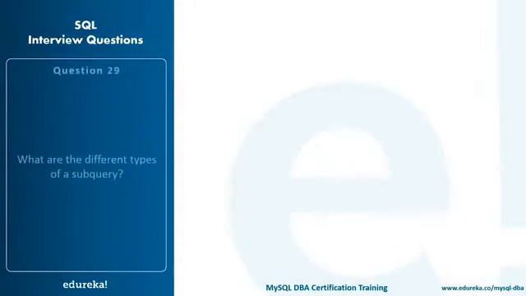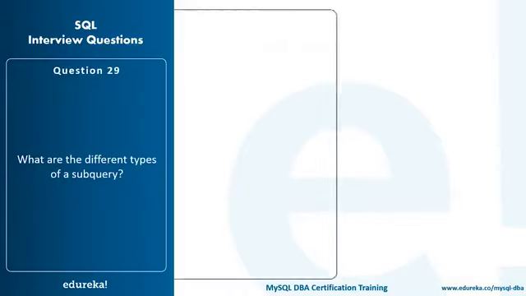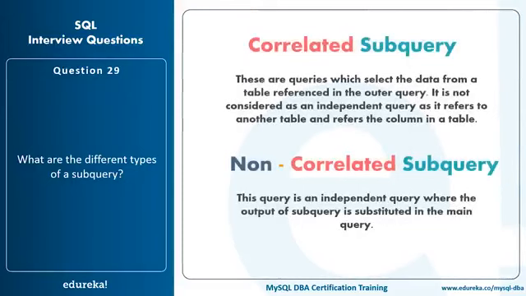Now let's move forward to our next question: what are the different types of subquery? There are mainly 2 types of subqueries, the correlated and the non-correlated subquery. Correlated subqueries select data from a table referenced in the outer query. It is not considered an independent query, as it refers to another table and to a column in a table. The non-correlated subquery is an independent query where the output of the subquery is substituted in the main query.